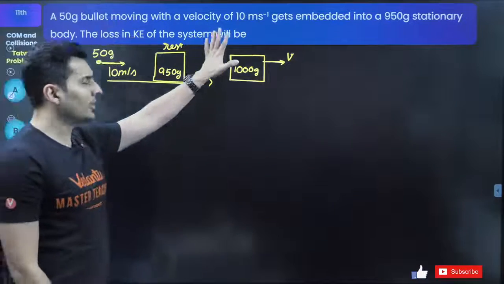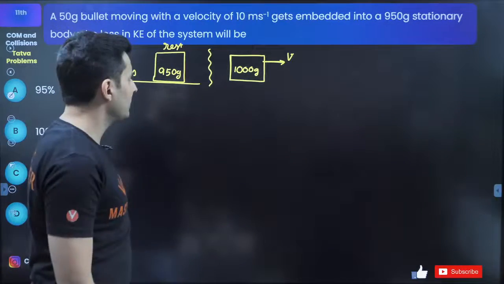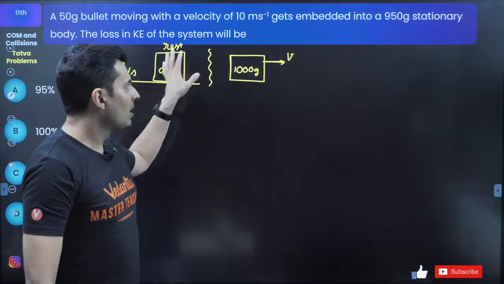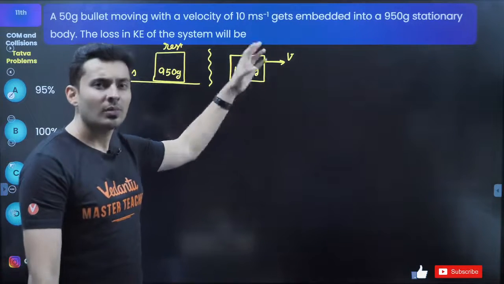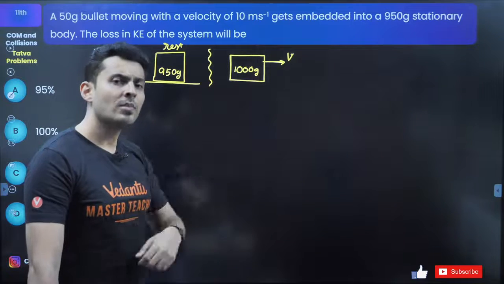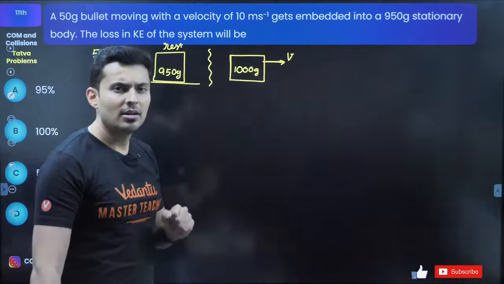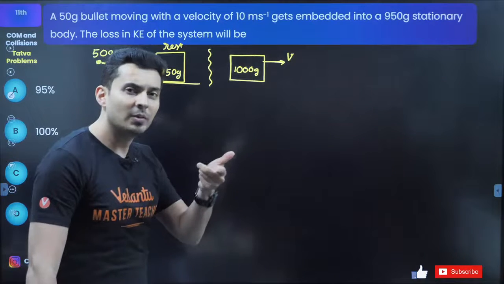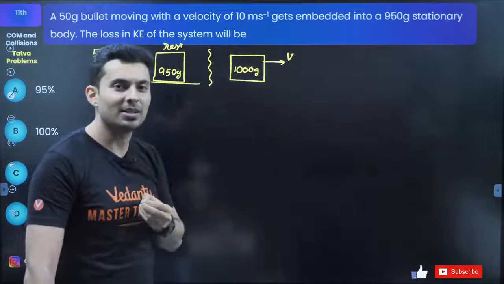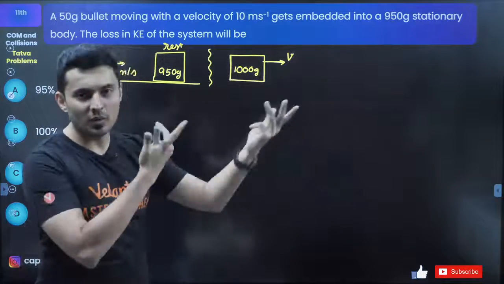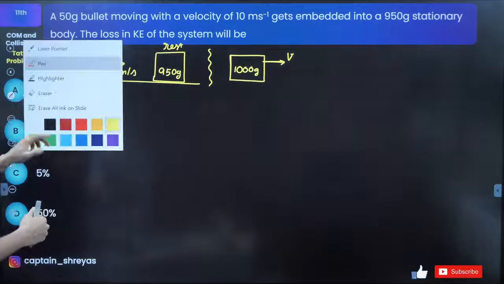To find the percentage loss in energy, I obviously would need how much energy was there before and how much energy was there afterwards. Only then can I calculate the loss. Now how do you calculate the final energy? For that you need the final speed. Now how do you find the final speed? Think about it using some momentum conservation. Without that you can't find the final speed, and momentum in collisions is always conserved. So let's try to do this.